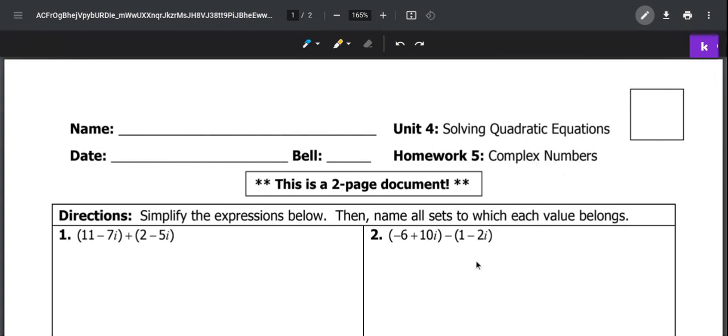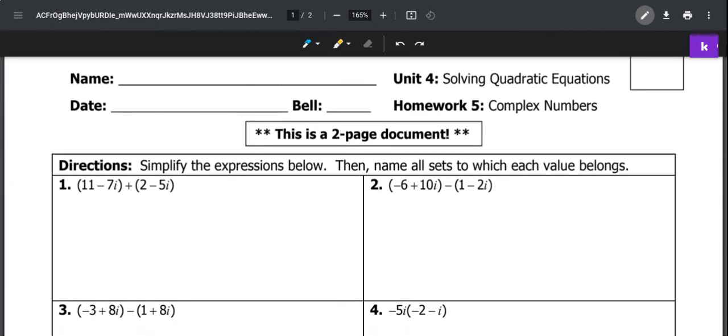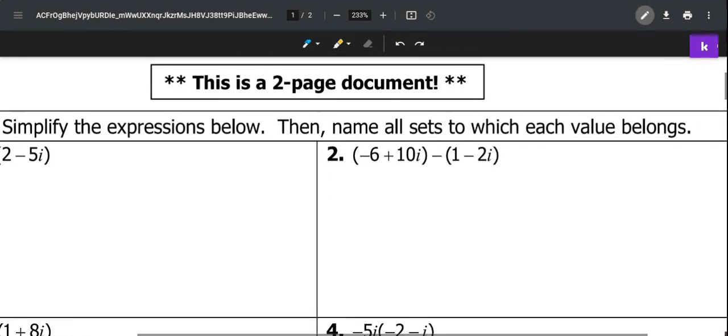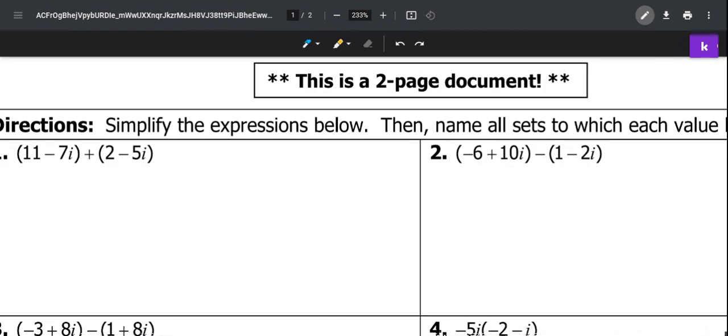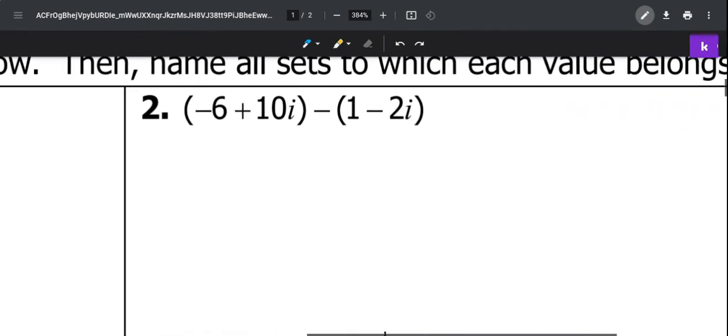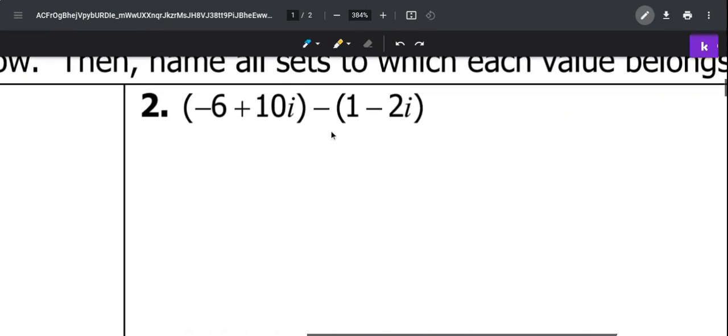So first of all, we're looking at complex numbers. That's kind of an extension of imaginary numbers. If you're just adding and subtracting two separate parentheses, you just have to add and subtract the like terms. So this is just combining like terms. I'll show you on number 2. You can do this one of two ways. You can start over here and say -6 minus 1. That would give me -7.